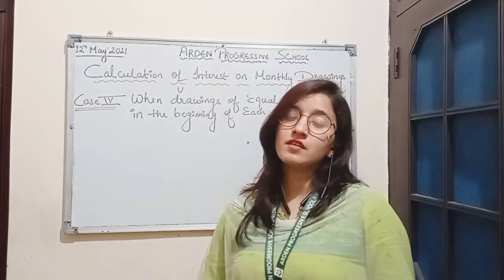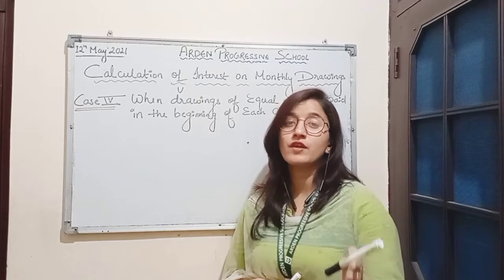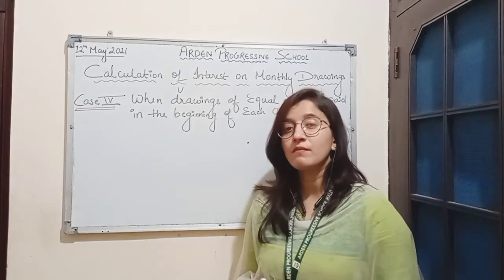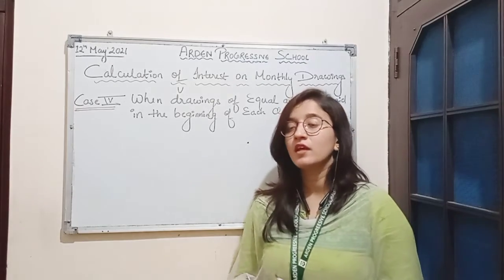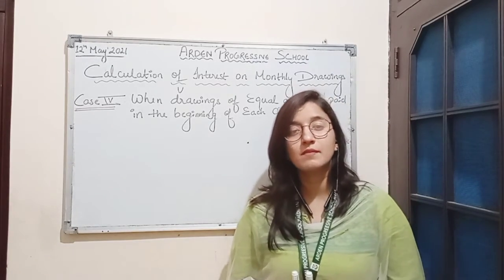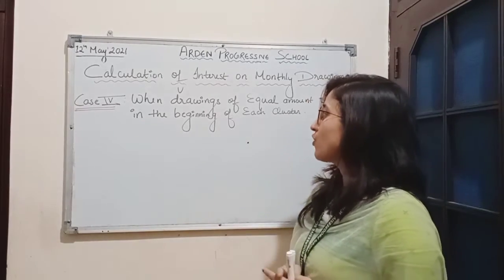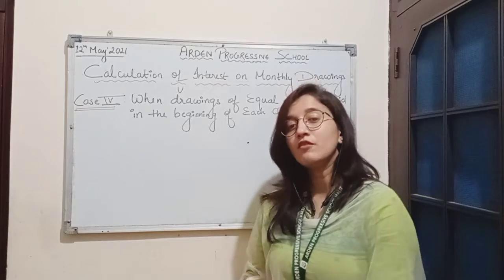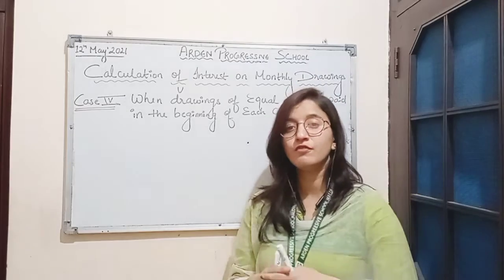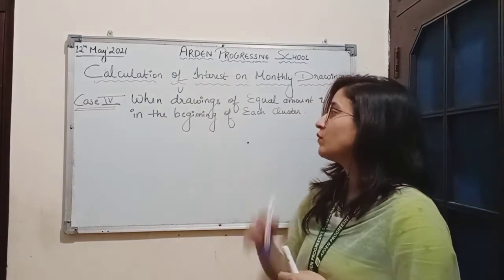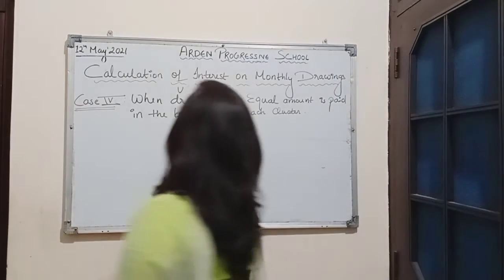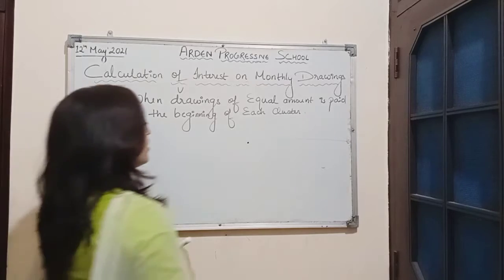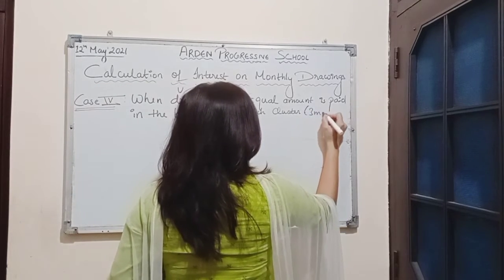In the previous cases, we studied that the drawings were withdrawn at the beginning of every month, at the middle of every month and at the end of every month. So the drawings were on a monthly basis. Here the drawings are being withdrawn at the beginning of each quarter, at the middle of each quarter and at the end of each quarter. So let's begin with the first case, which is when drawings of equal amount are paid in the beginning of each quarter. Quarter means 3 months.